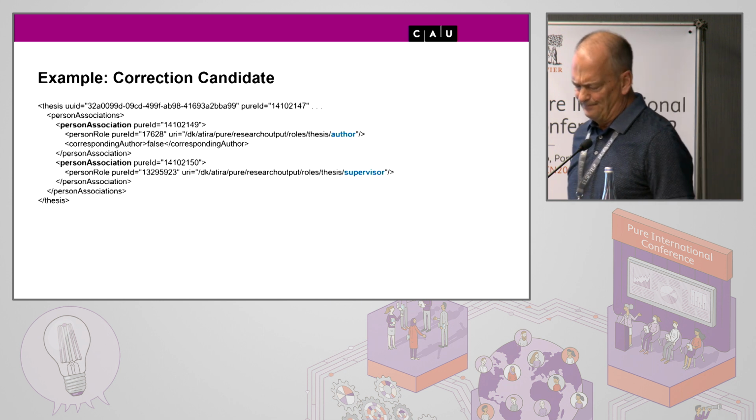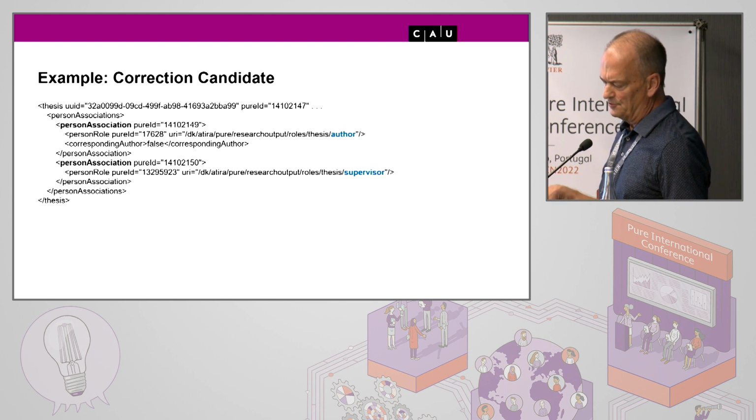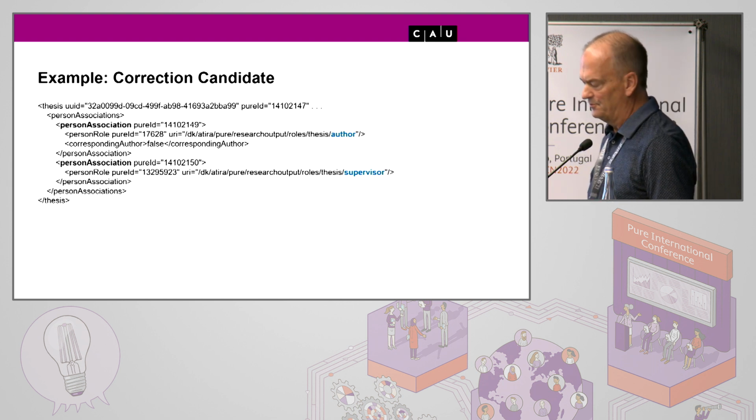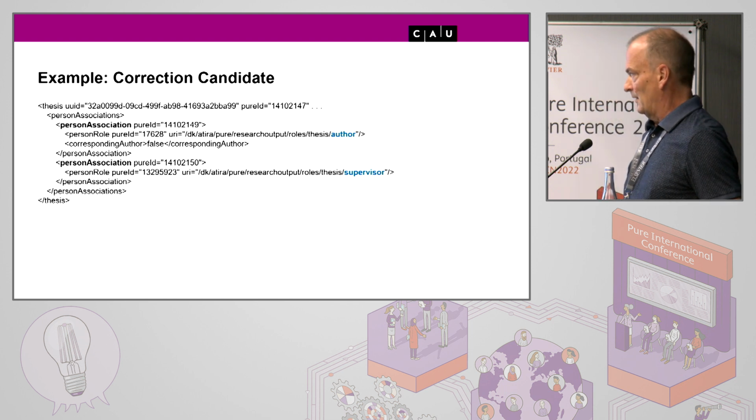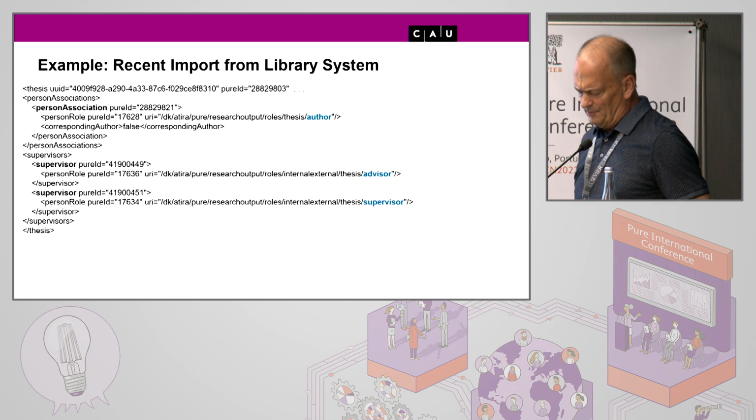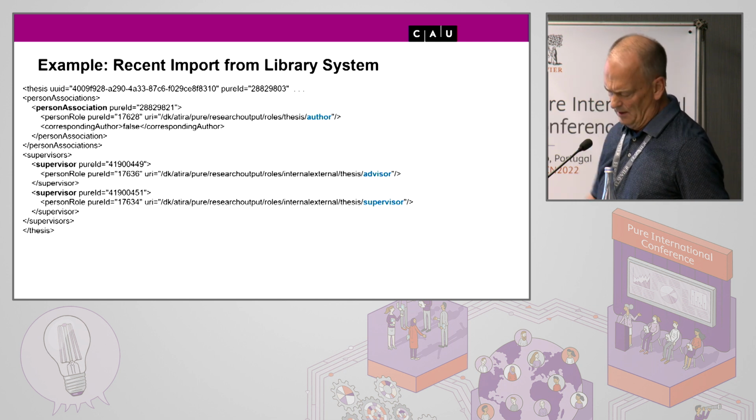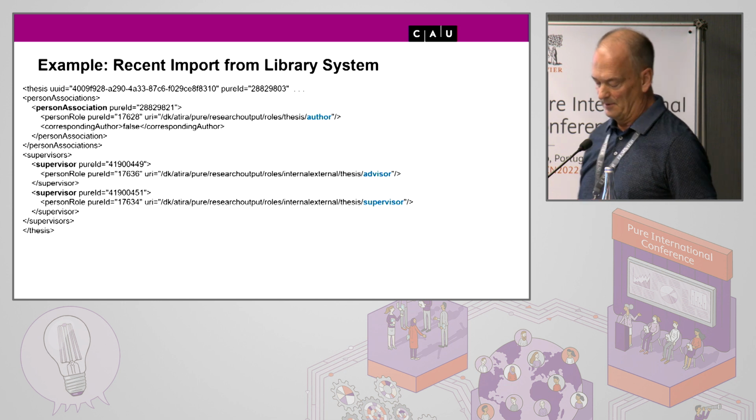Here's an example of data retrieved by the query. In the contributor section of the XML, we see here 2 persons, one with the role author and one with the role supervisor. That would be a correction candidate. Here's a second example of a publication that meets our current requirements: one author in the contributor section, and in the new supervisor section below, 2 supervisors, one with the role advisor, one with the role supervisor, respectively.